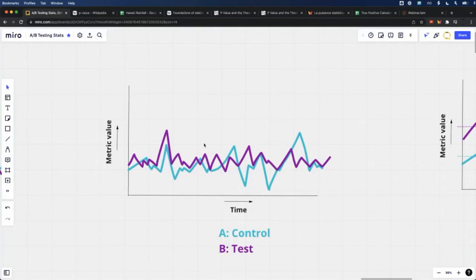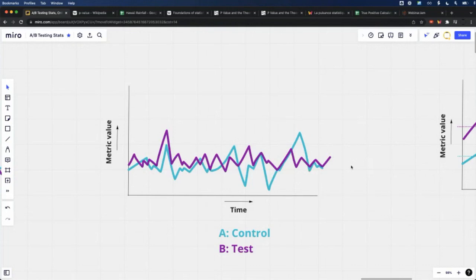So let's say you ran some numbers, right? Now just by guessing, you said it looks like the purple line is the winner, the test is the winner, so I am going to declare that as a winner. You're not doing any statistics right now. This is just by observation. So you declare test as a winner and the control as the loser, right? So in this case, the alternate hypothesis is basically your test is a winner.